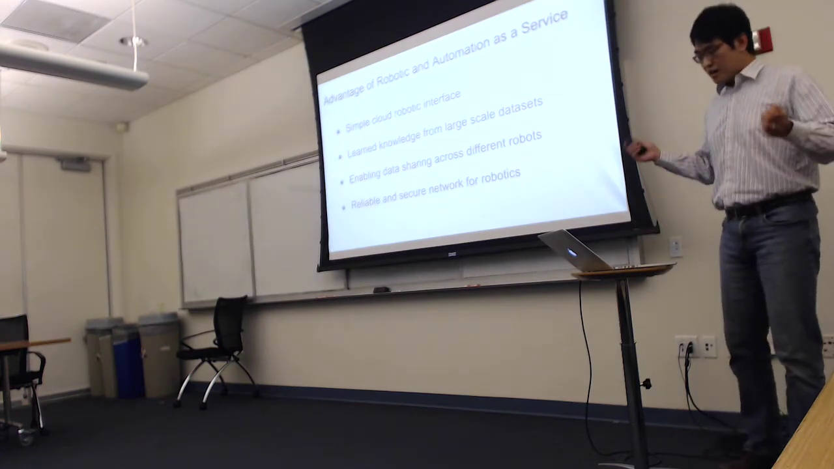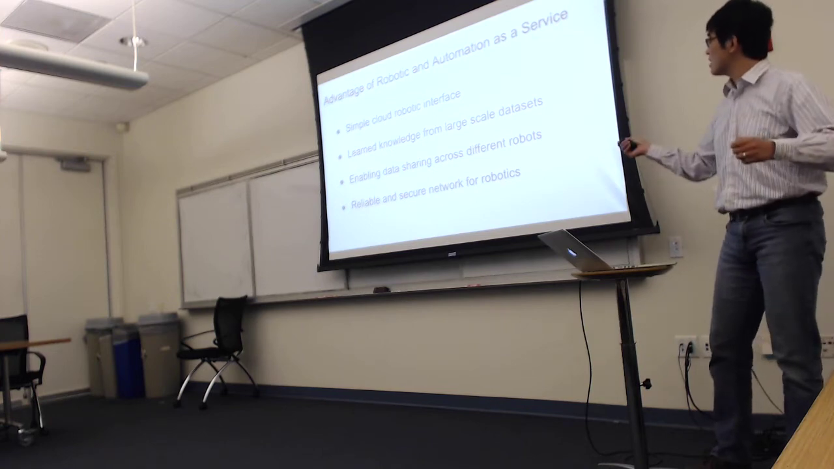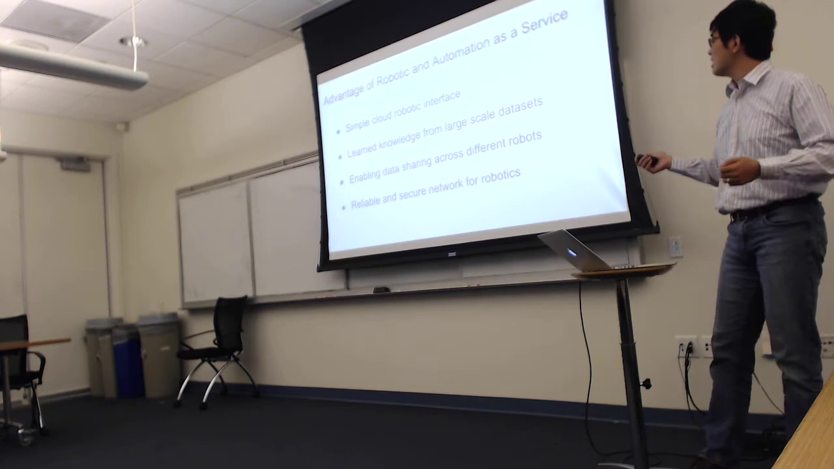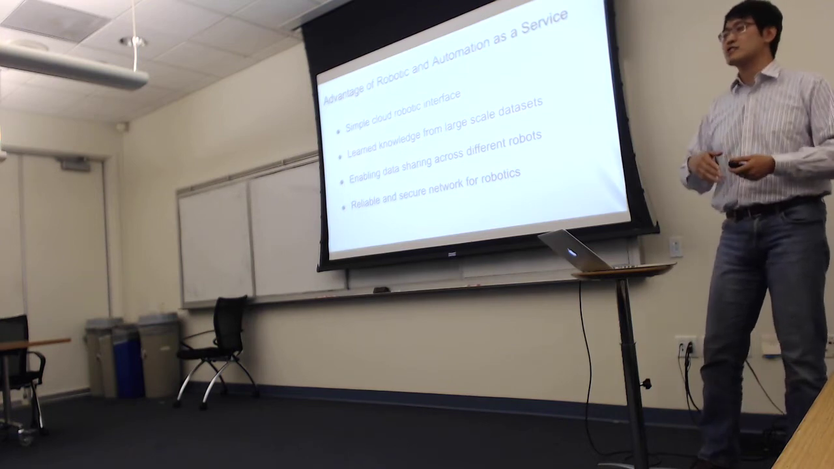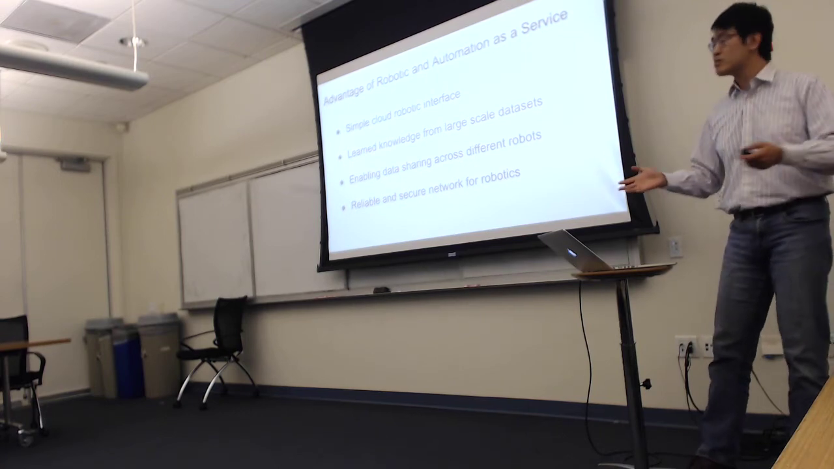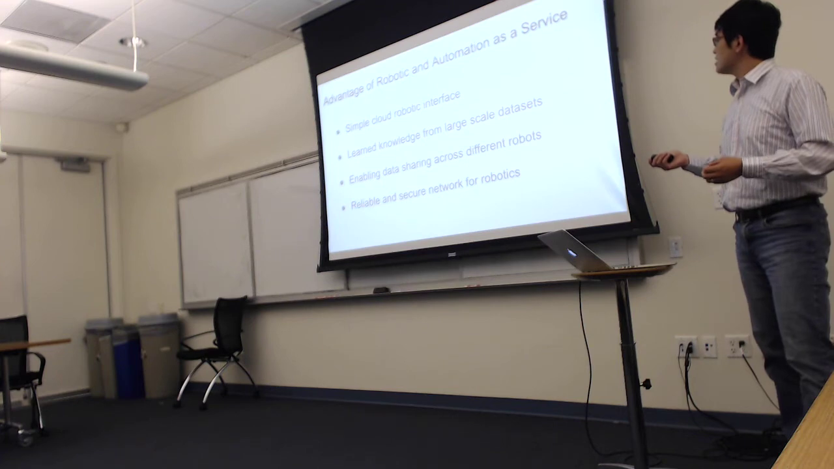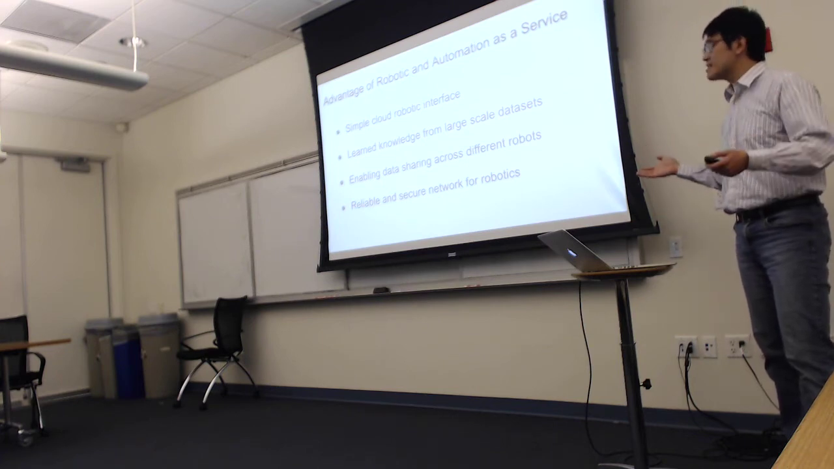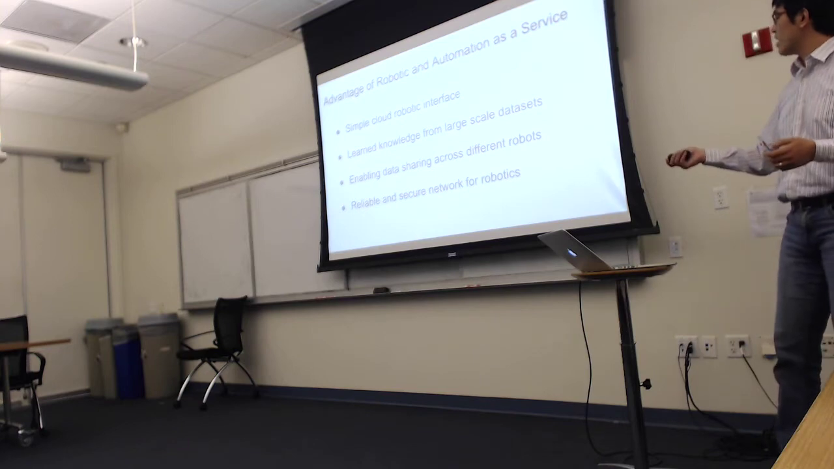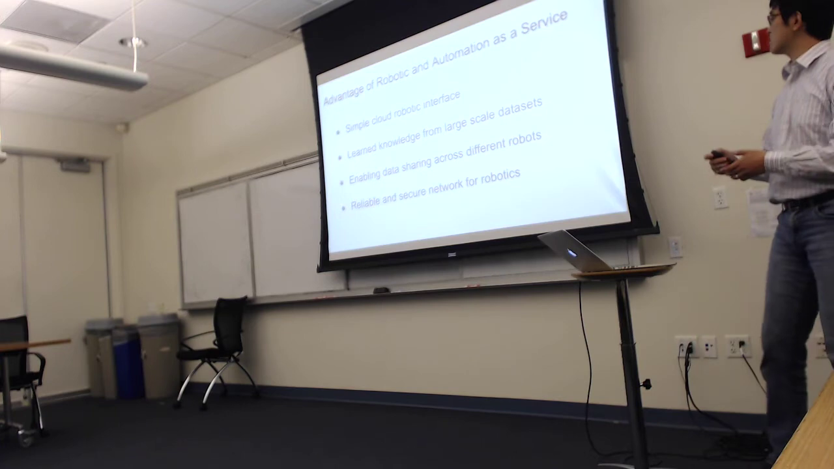So the advantage of robot and automation as a service is you have a very simple robot. You can have a very simple robotic interface to program on. You can actually accommodate many different kinds of developers, very heterogeneous computing systems. And then you can learn knowledge from large-scale data sets. You can enable data sharing across different robots. And if you have a reliable and secure network for robots, then everything pieces together.